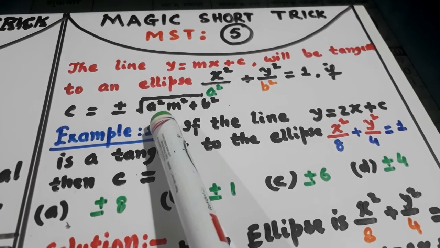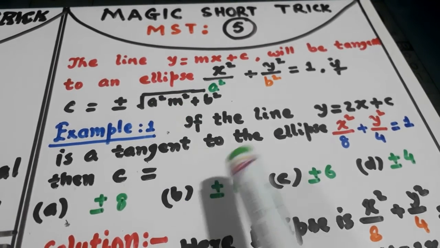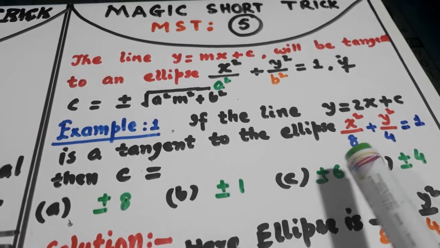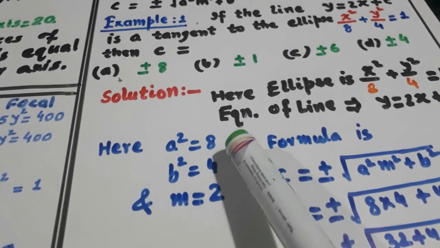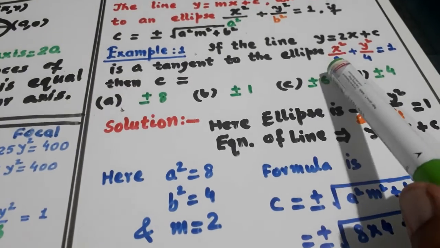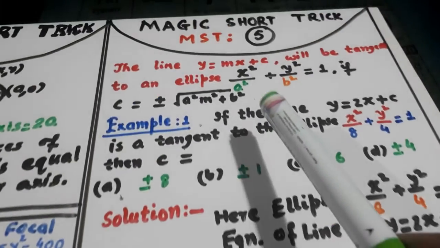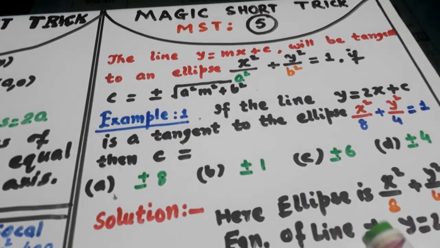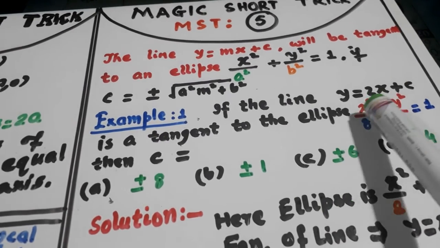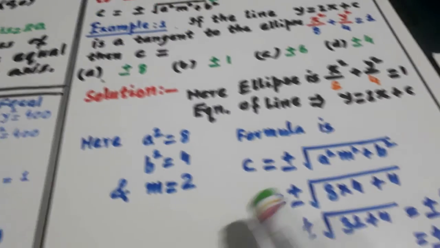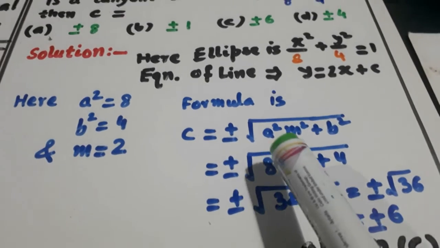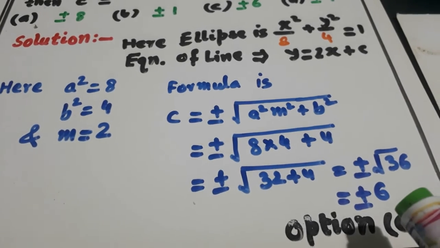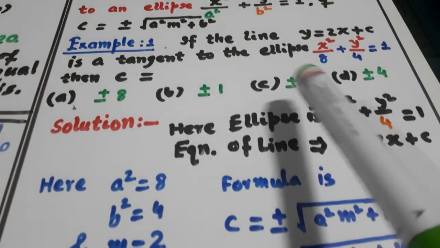So we want to calculate the value of c. We are supposed to know a square, b square and m square. m is 2, a square is 8, b square is 4. Look here, y is equal to mx plus c. In the question, it is 2x plus c, m is 2. Substitute the values here, and what do we get? c is equal to plus minus 6. Option C is there.